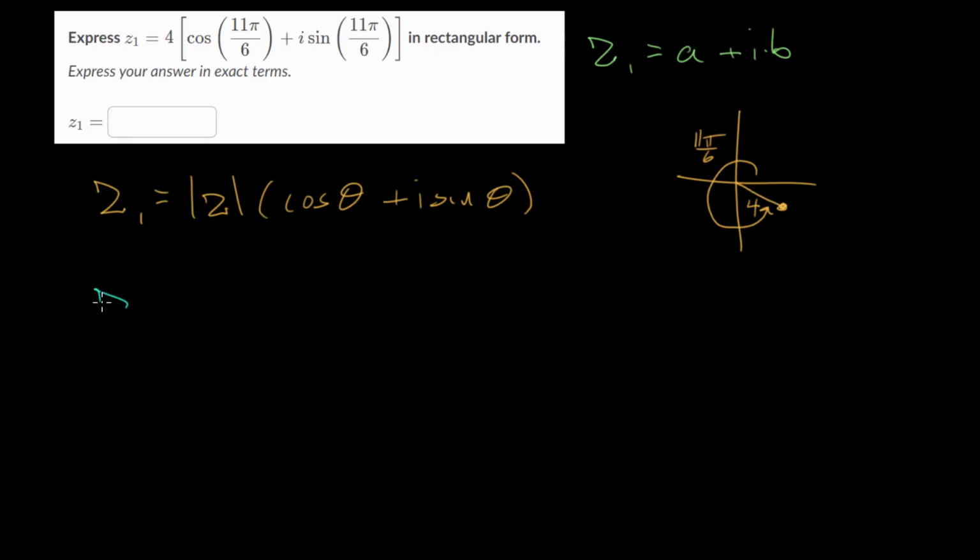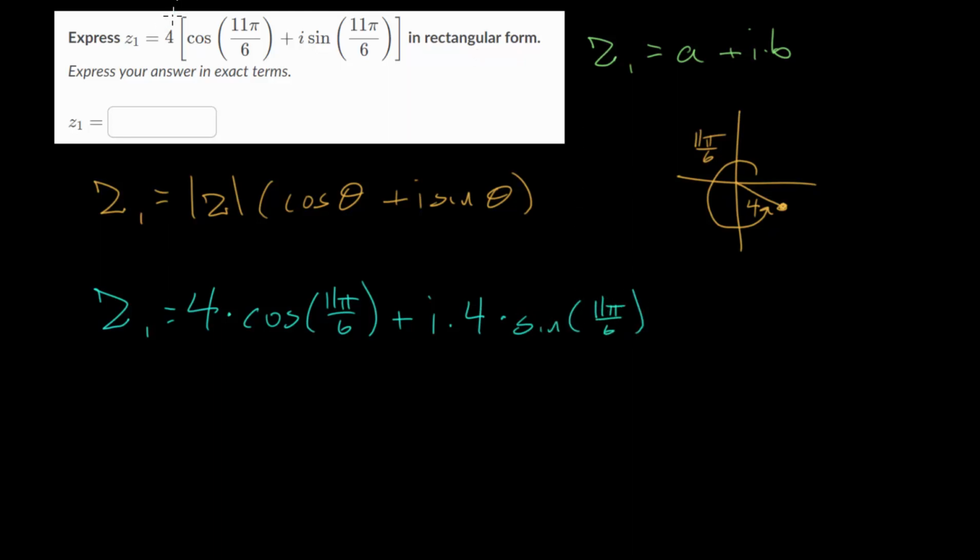So let's start by rewriting z1. We have that 4 is multiplied by the cosine of 11 pi over 6, and we will add i times 4 multiplied by the sine of 11 pi over 6, and essentially I just distributed the 4 to each of these terms so that we can actually simplify, since this part right here is our real part, a, and this part right here is the imaginary part, b. So if we can evaluate the sine and the cosine of that angle, then we can simplify everything.